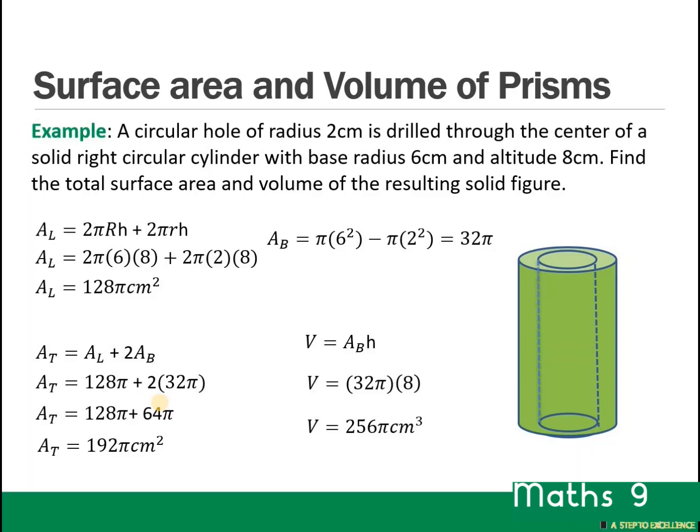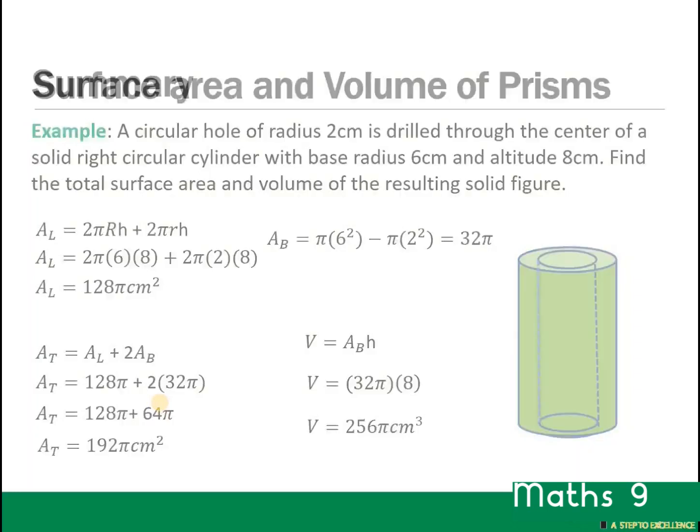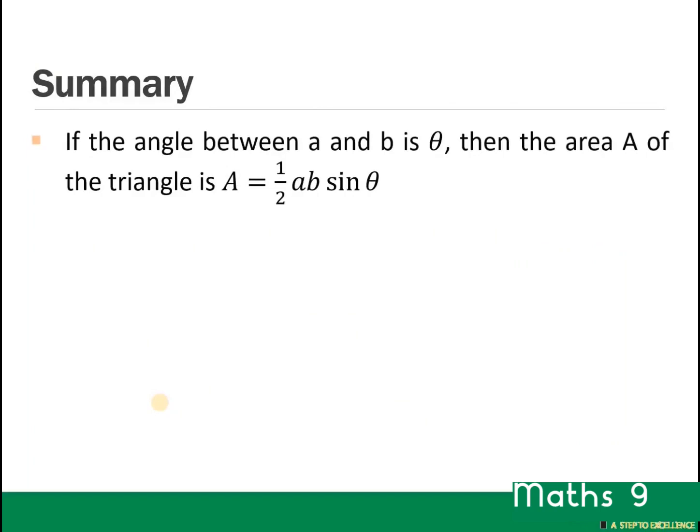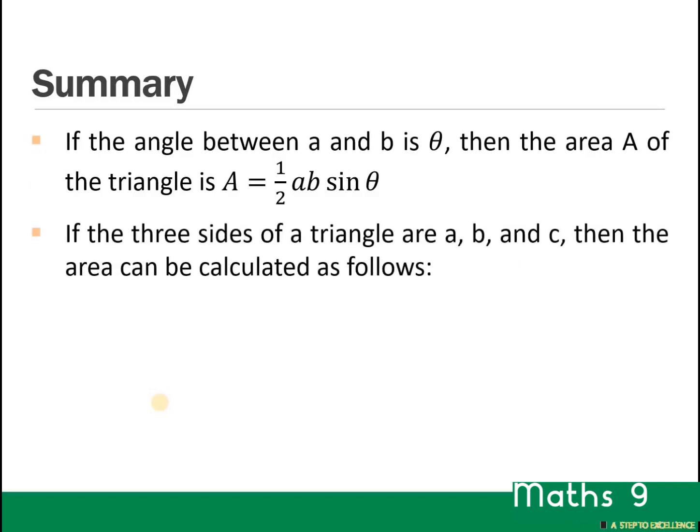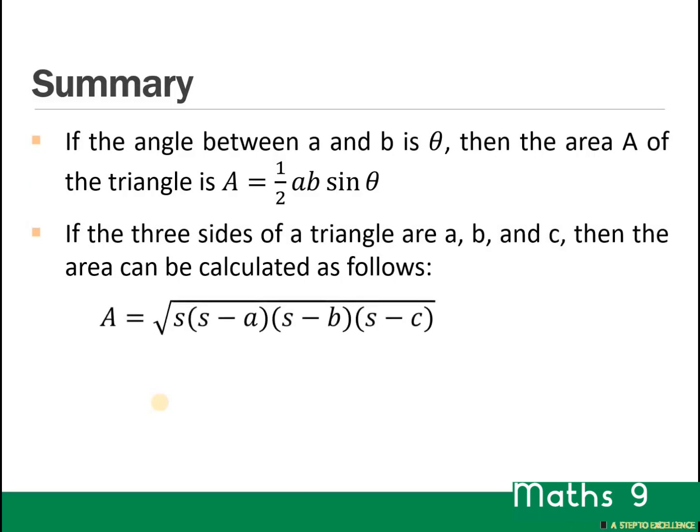To summarize, if the angle between A and B is theta, then the area A of the triangle is A equals a half AB sine theta. If the three sides of a triangle are A, B and C, then the area can be calculated as follows. A equals the square root of S times S minus A times S minus B times S minus C, where S equals A plus B plus C over 2.